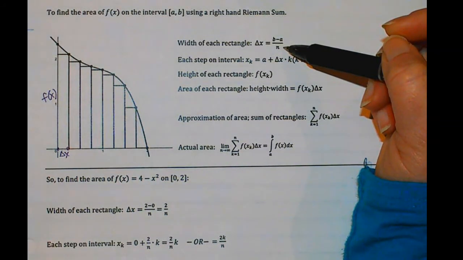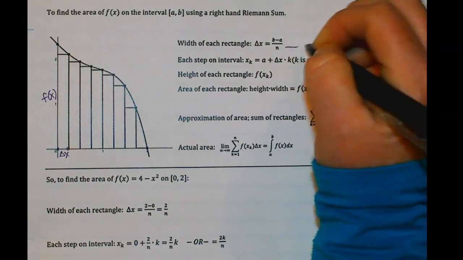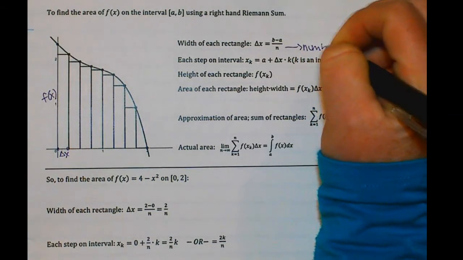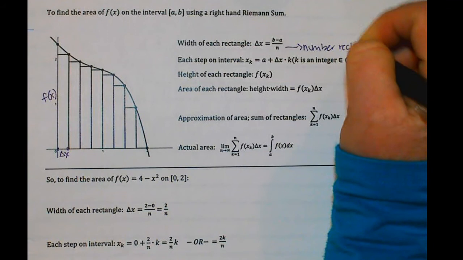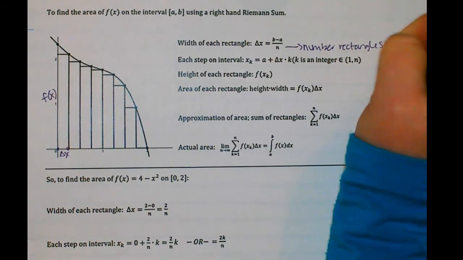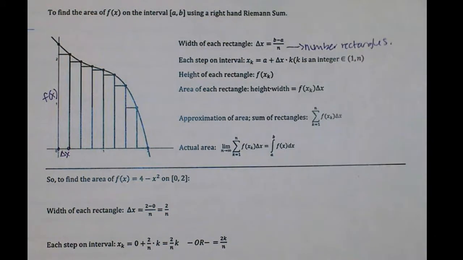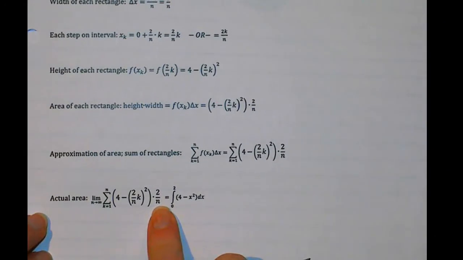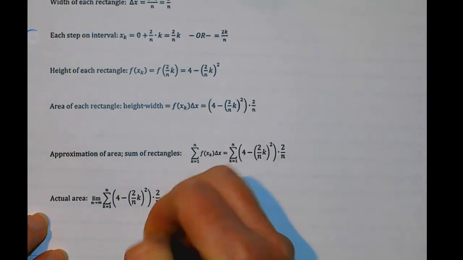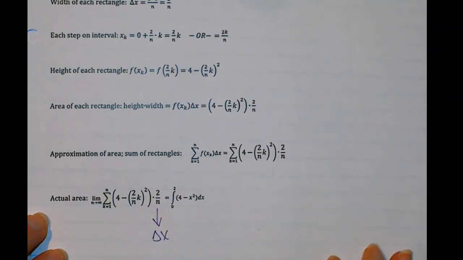What does n mean? Number of rectangles. So you're going to look for that in the notation. If you look at the very bottom down here, that's this part. That's change of x. So you want to look for that.